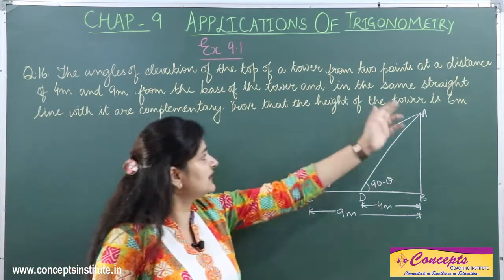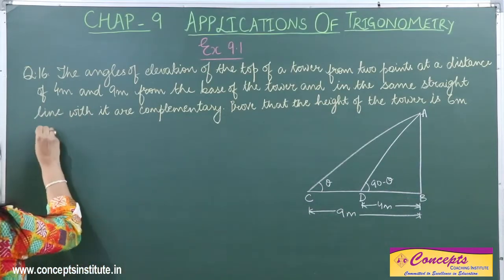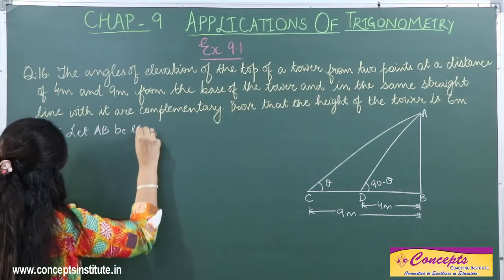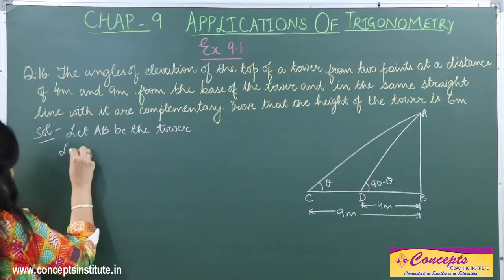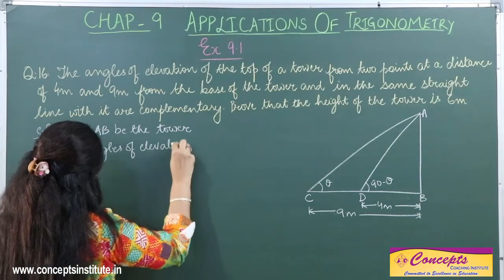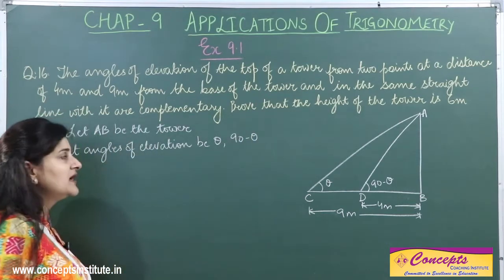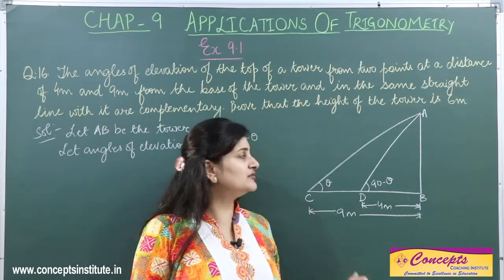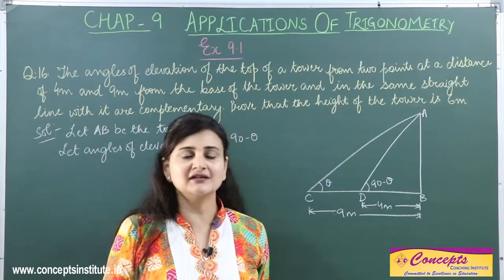We are supposed to prove that the height of the tower, that is AB, is 6 meters. So let's just start doing it. I am going to write, let AB be the tower, and let angles of elevation be theta and 90 minus theta. Now students, we have 2 right triangles, ABD and ABC, and the common link between these 2 triangles is AB.